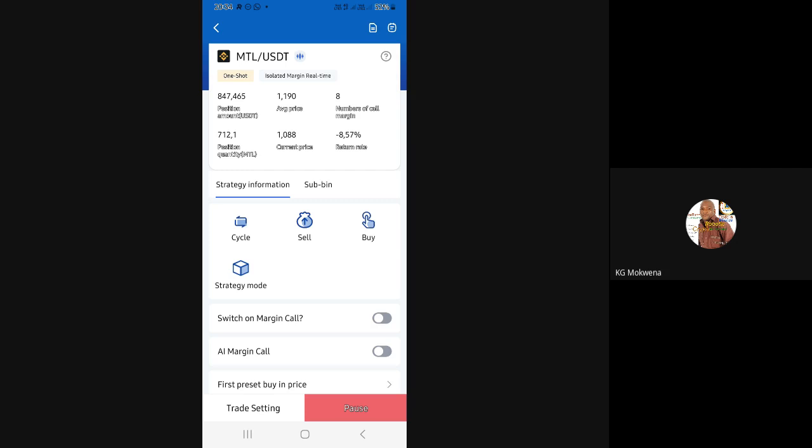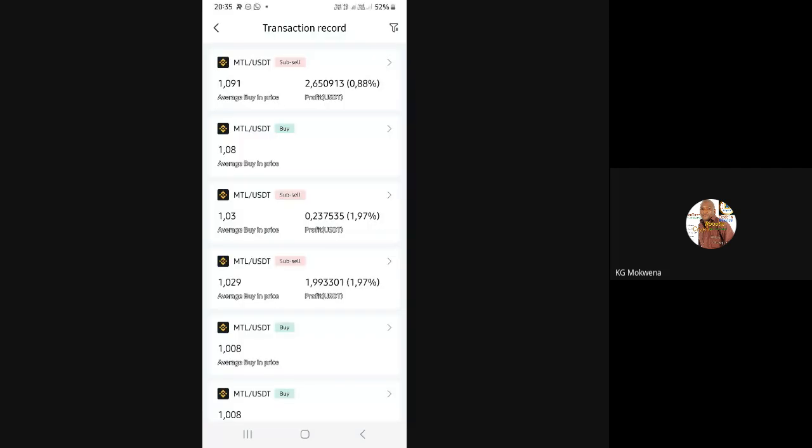Now, for you to see how much profit position number 9, when it came out, collected for you, you will click on the top right corner. There are 2 icons there. Icon number 2, moving from left to right, is going to show you transaction record. Now, on the transaction record, business partners, we are now able to see the sub sell. The latest will be on top. That shows 1,091. It means the robot collected profit at a price of 1,091.